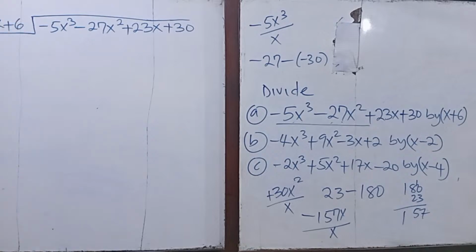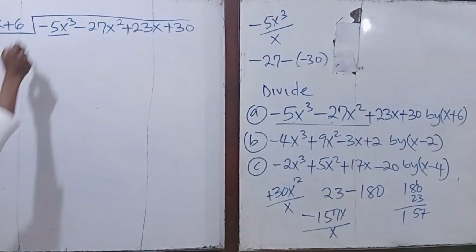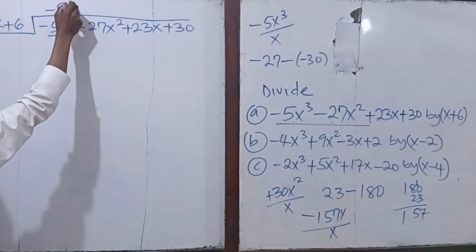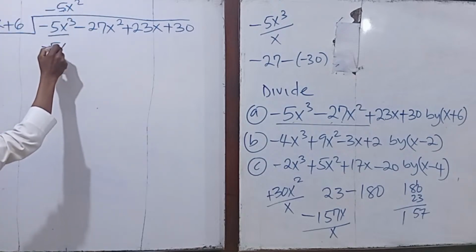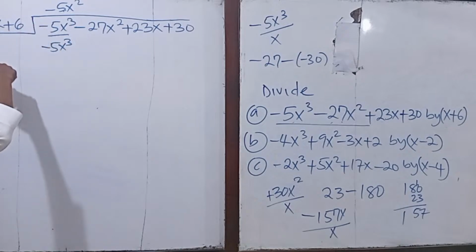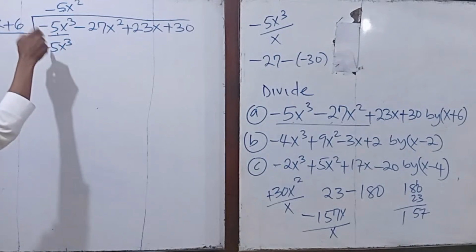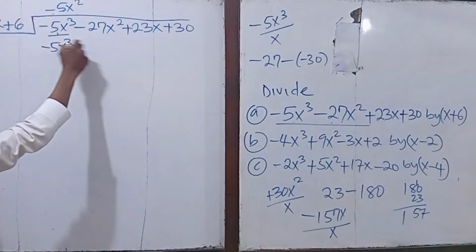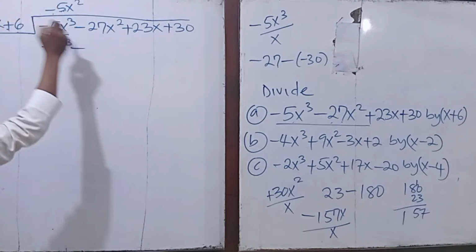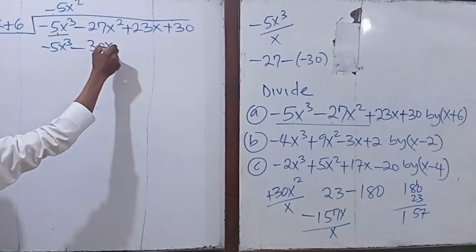When you are doing that, you take the first item, that's minus 5x cubed. You divide by the first one here, and that will give you minus 5x squared. Then use it to multiply this one times this one, that's minus 5x cubed. The moment you multiply, you realize that the first items are the same. Minus times a plus, that's a minus. 5 times 6, that's 30x squared.